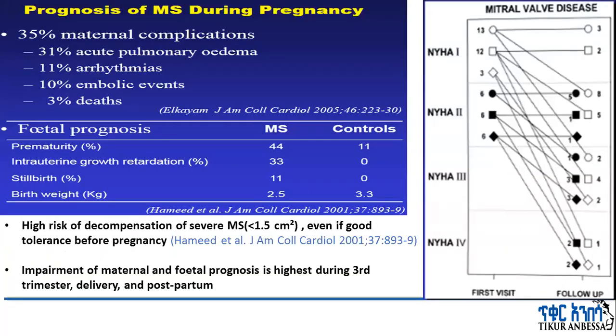So unlike severe aortic stenosis, patients with severe mitral stenosis with a valve area of less than 1.5, even if their functional status is good before onset of pregnancy, like even if they are NYHA class 1, class 2 before pregnancy, they can decompensate subsequently. The risk is very high, as you see. They usually don't tolerate pregnancy, even if they are NYHA class 1. Whereas patients with aortic stenosis, if they are asymptomatic at onset of pregnancy, usually tolerate pregnancy very well.